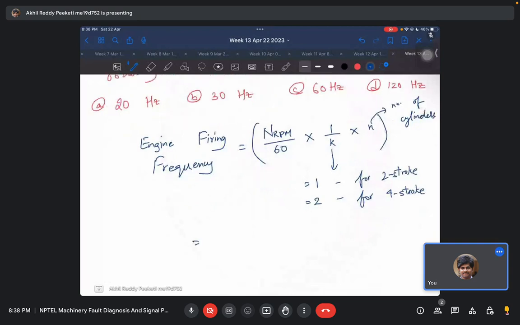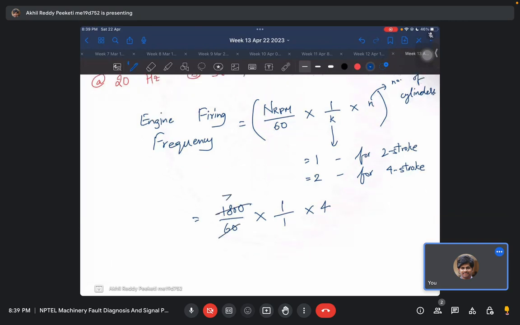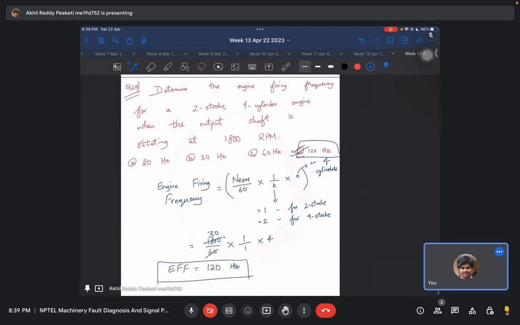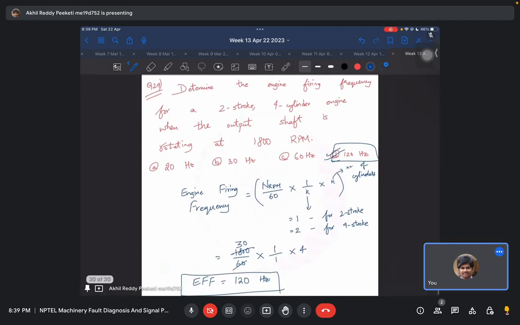So here it would be rpm is 1800 by 60. It's given as a two-stroke engine and 4 cylinders. Okay. Answer is 120 hertz. Okay, this is the engine firing frequency. This is the formula you can remember for estimating the engine firing frequency based on the strokes and cylinders in the output shaft rpm.